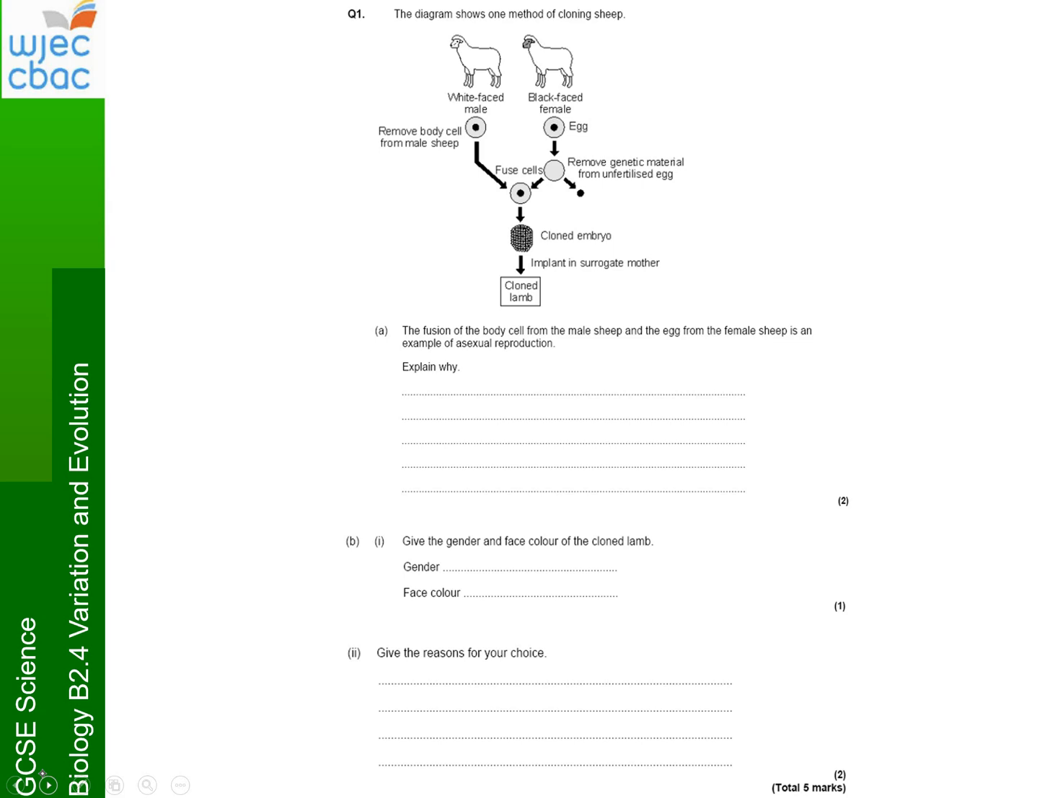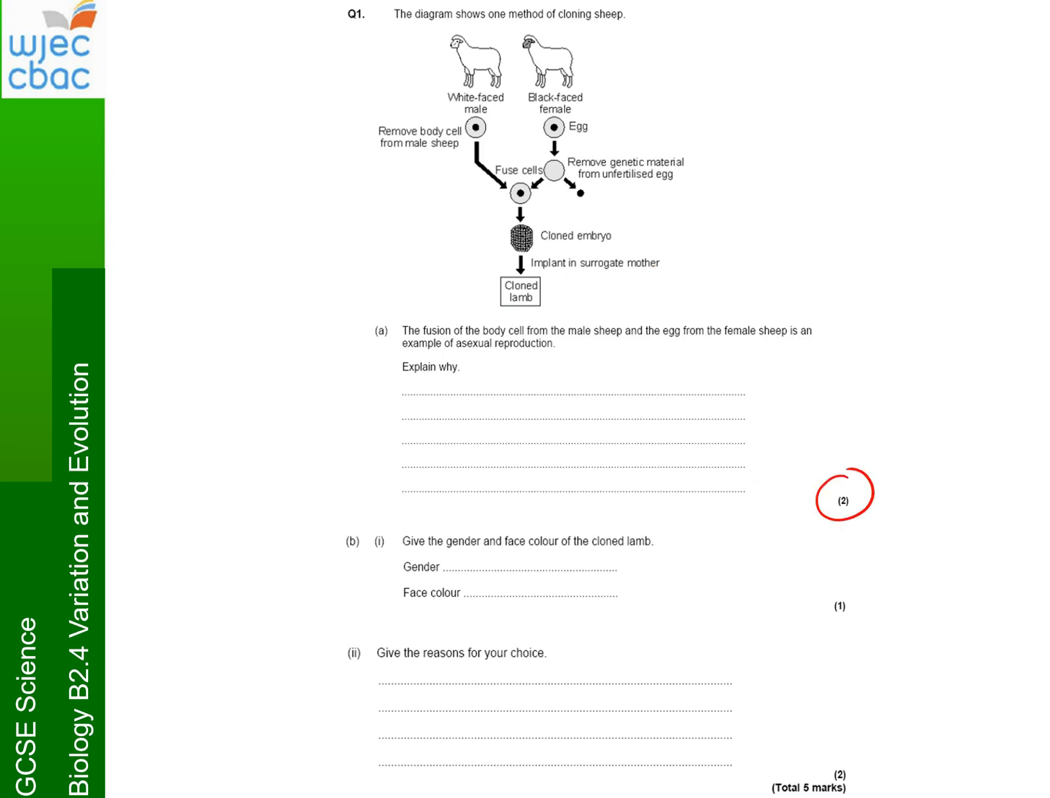So if we go over this, this shows a method of cloning a sheep. We've got a black-faced female. In this case, they've used a white-faced male, and they've taken the body cell from the male this time. They've removed the nucleus from the egg, so they've enucleated it, and fused the empty egg cell with the DNA from the nucleus of the white-faced male. This is allowed to divide into a cloned embryo, implanted into a surrogate mother, and is a cloned lamb.